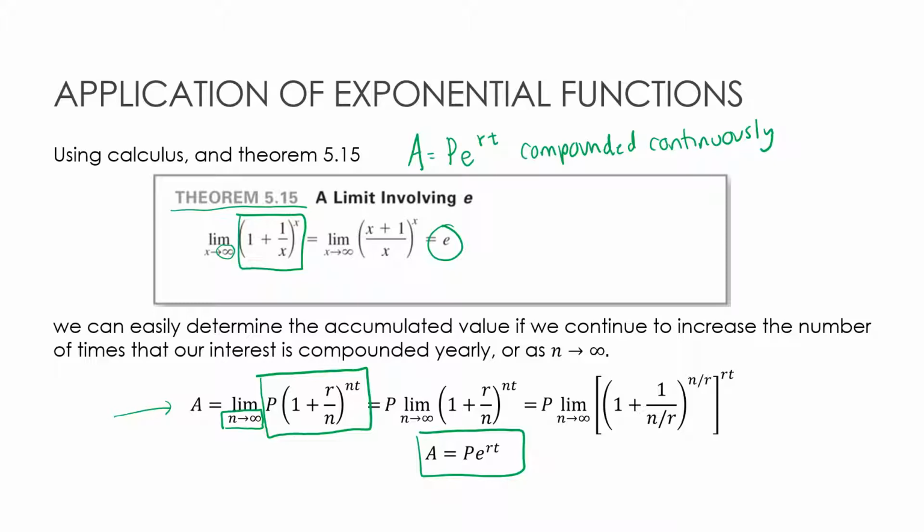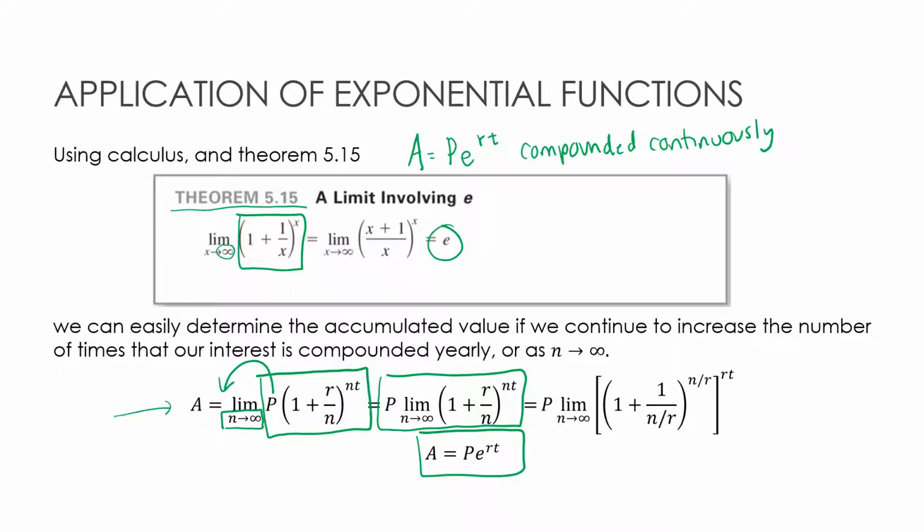So let's take a look at the math involved in taking principal times (1 plus rate divided by number of times you are compounding) to the number of times you're compounding times the number of years. How does that all of a sudden turn into the PERT equation that we use? Principal times e to the rt. Well, the first thing I do is just take the P and pop it to the outside. So that one's very straightforward. That gets us to here.